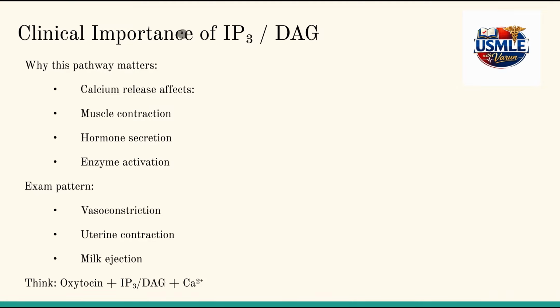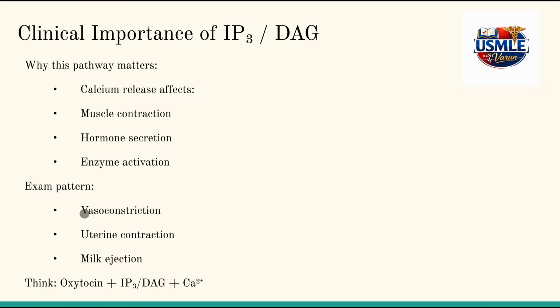Clinical importance of IP3 and DAG. This pathway is associated with contraction and secretion. This pathway of IP3 and DAG is mostly concerned with contraction and secretion. Whenever there's a calcium release, it affects muscle contraction, and muscle contraction from a gland leads to hormone secretion, and this hormone secretion leads to enzyme activation at the cellular level.